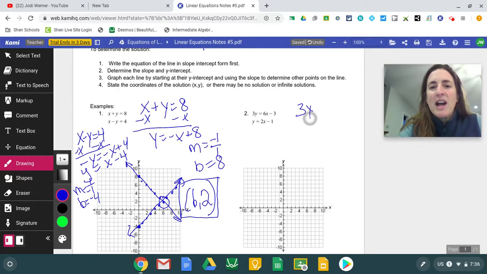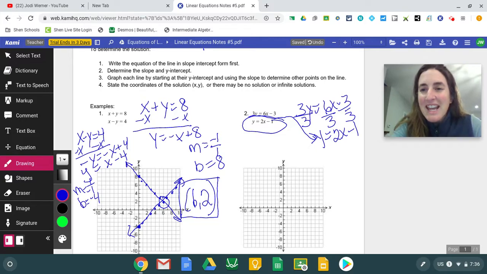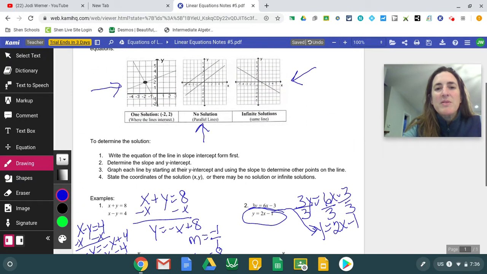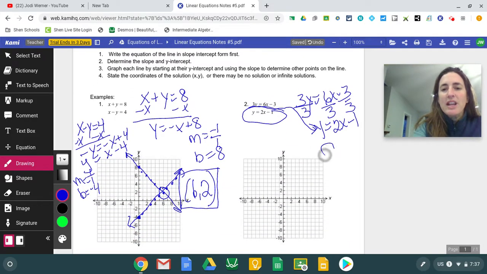We have 3y equals 6x minus 3. We're going to divide everybody by 3. So now y equals 2x minus 1. Whoa, wait a minute. This equation here just became this, and look what this other equation is. They're the same thing. Remember, way up at the top, if they're the same, they have infinite number of solutions. So really, this is the same exact line graphed on top of itself. So I know the answer already is going to be infinity, infinite number of points.